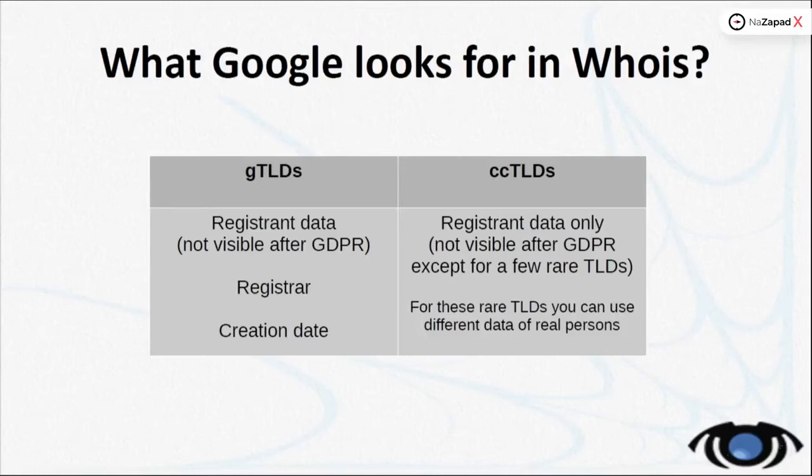Luckily after GDPR there's no more of this, so you don't have to buy privacy or anything. Even if Google looks, it's just empty. They look at registrars, so for gTLDs it's certainly not a good idea to have all your PBNs in the same registrars. And they look at creation date, so it gets devalued. If the domain expires and creation date is reset, it gets a bit devalued in gTLDs.